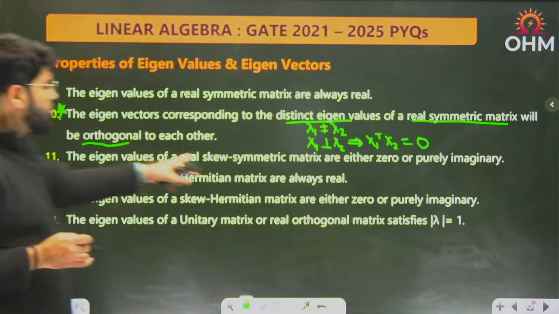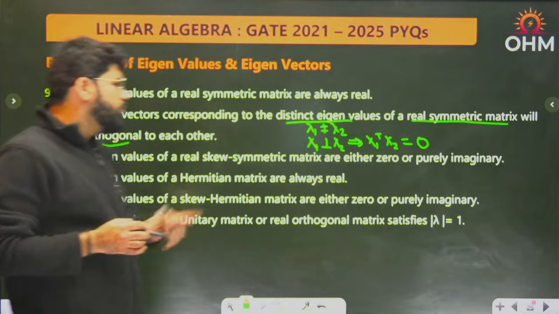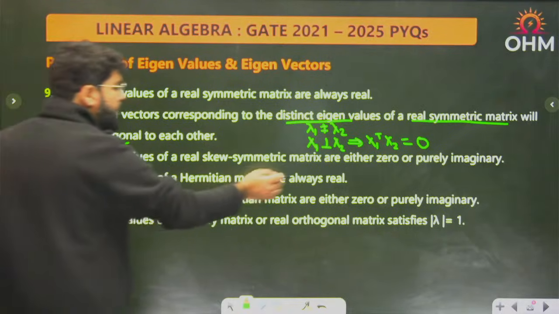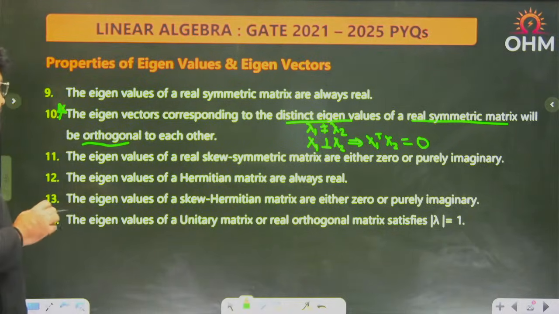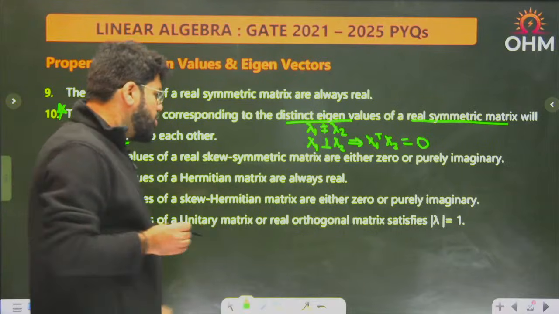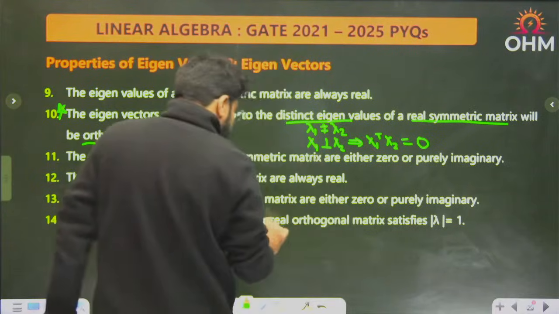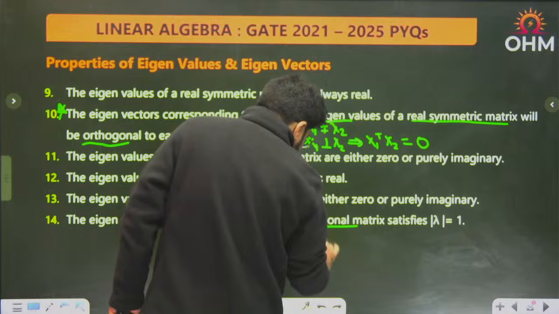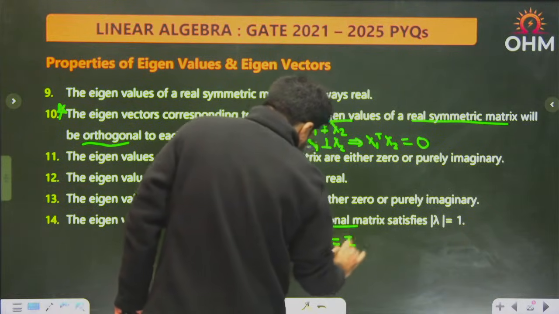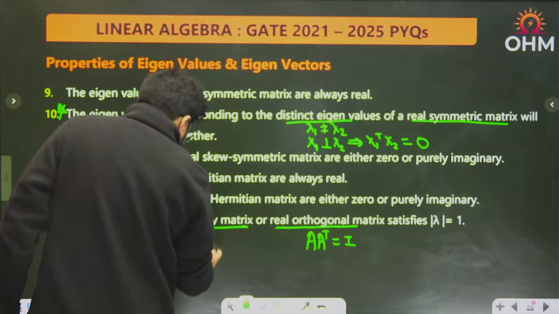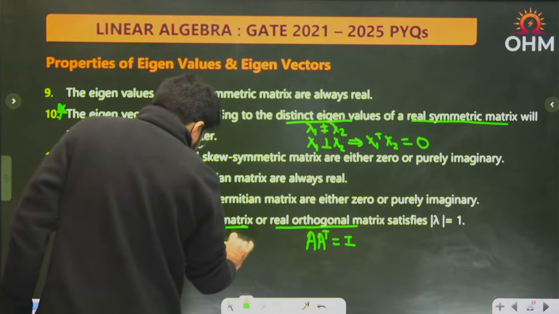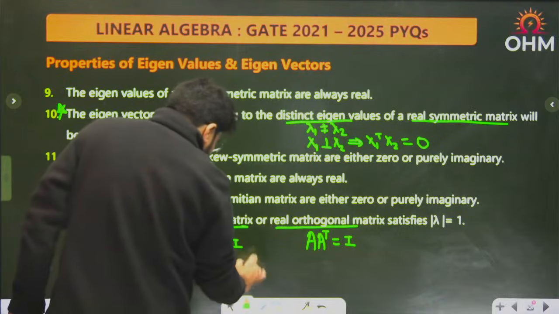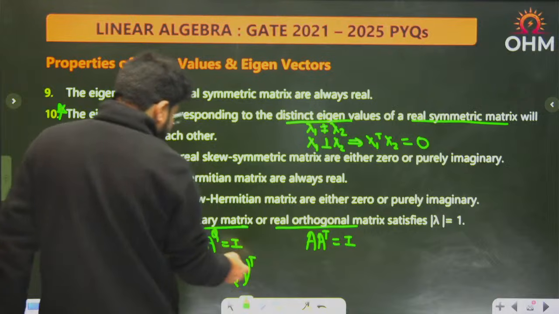Eigenvalues of a real skew symmetric matrix are either 0 or pure imaginary. Eigenvalues of a Hermitian matrix are always real. Eigenvalues of a skew Hermitian matrix are again either 0 or pure imaginary. Now eigenvalues of a unitary matrix or a real orthogonal matrix. A real orthogonal matrix satisfies A transpose A equal to identity. A complex unitary matrix satisfies A star A equal to I, where A star is the conjugate transpose of A, known as the conjugate transpose matrix.